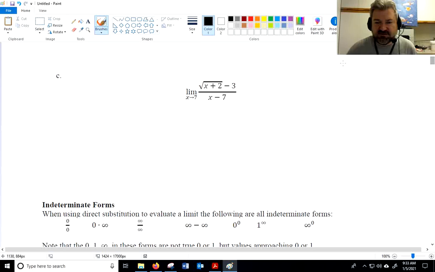All right, let's take a look at the next one. Looking at the limit as x approaches 7. Again, we want to demonstrate that as it's written, this is indeterminate.